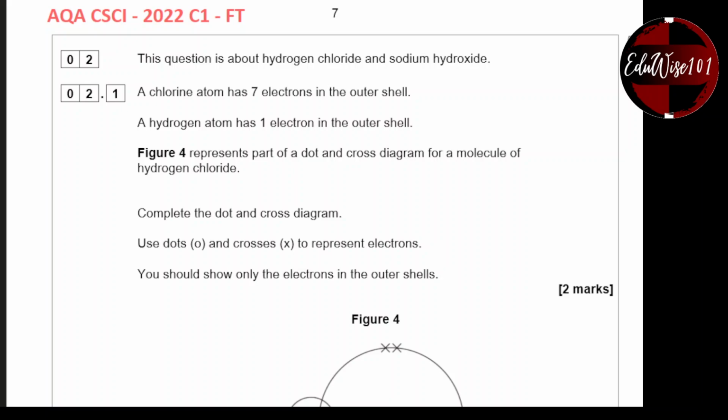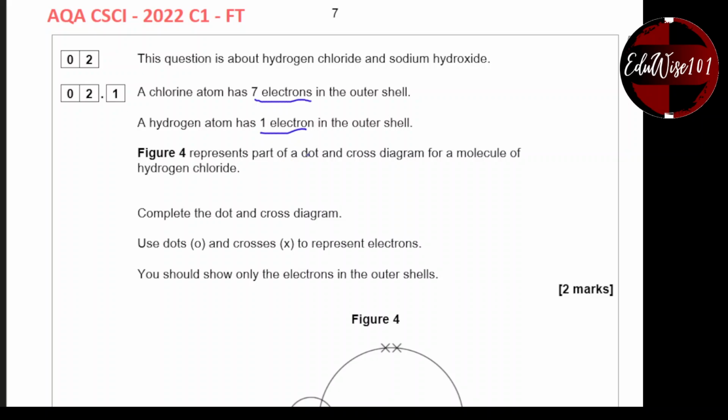In this video, I'm going to go through the AQA Combined Science question number 2 from 2022, Chemistry Paper 1 Foundation Tier. Question number 2. This question is about hydrogen chloride and sodium hydroxide. Chlorine has 7 electrons in the outer shell, and hydrogen has 1 electron in the outer shell. So this is key, 7 electrons and 1 electron.